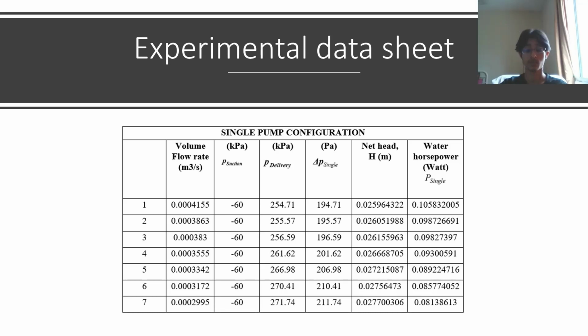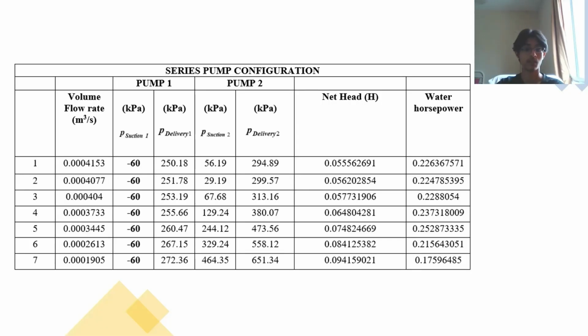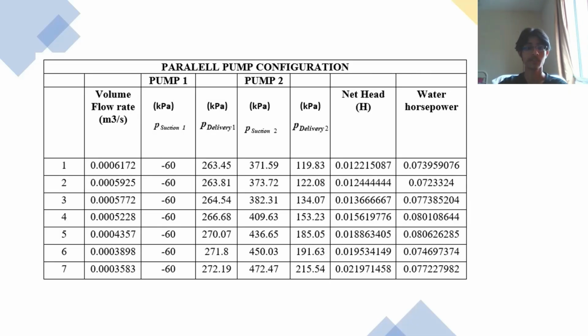So first we will look into the experimental data sheet. This is the table for the first data, which is for the single pump configuration. This is the second data table for the second experiment, which is the series pump configuration. And thirdly, we have the parallel pump configuration table.